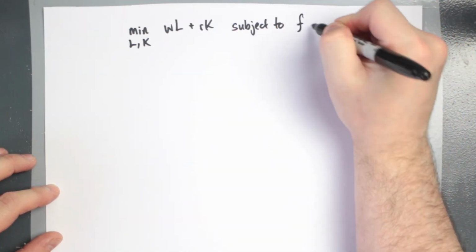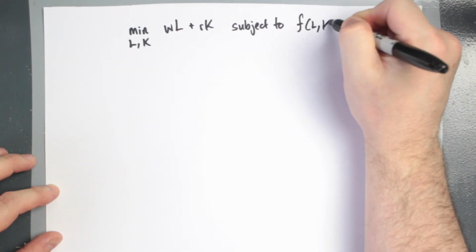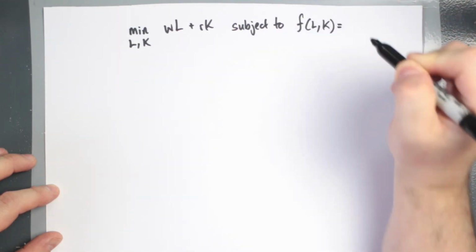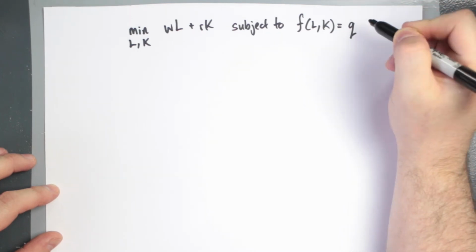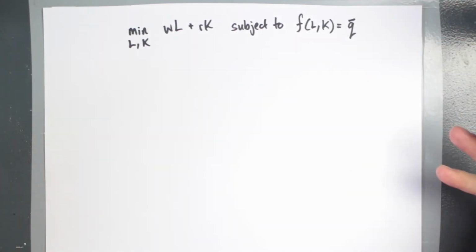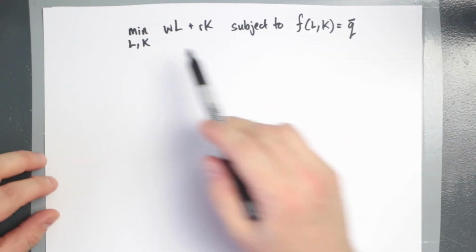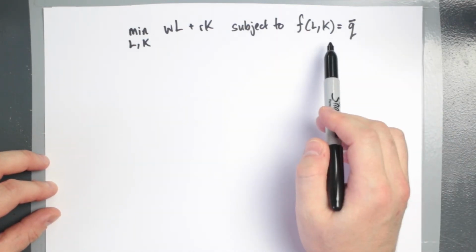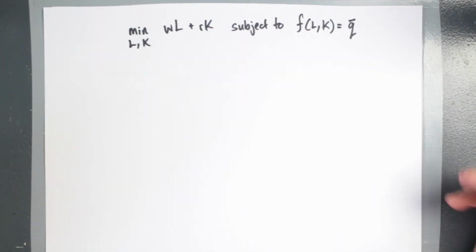So when we plug these values of L and K into the long run production function, we should get our target level of output, which we denoted Q bar, just to denote it as a fixed amount. Okay, so this is the constrained optimization problem. Minimize this function subject to this constraint. And we've seen constrained optimization problems before.